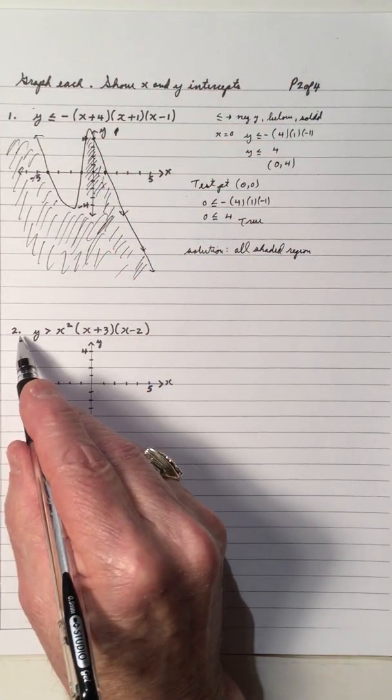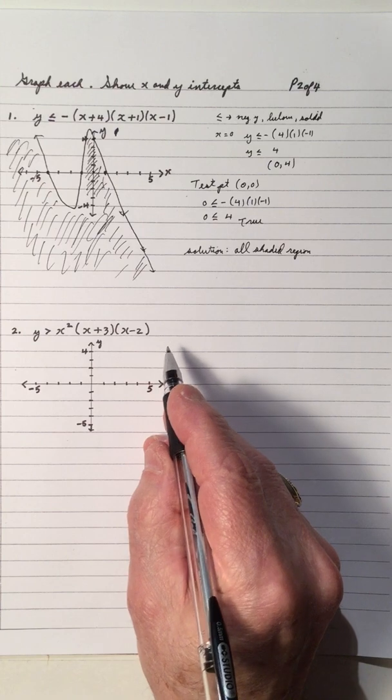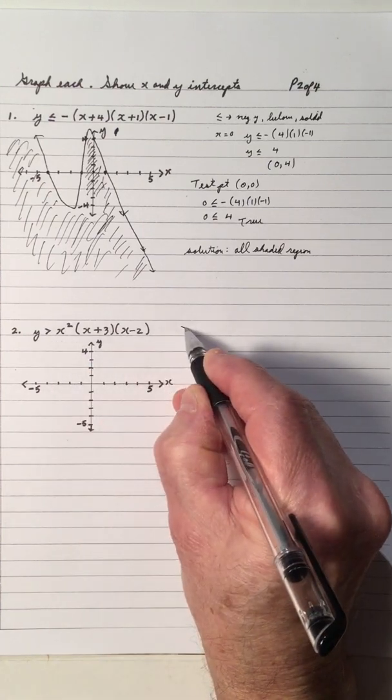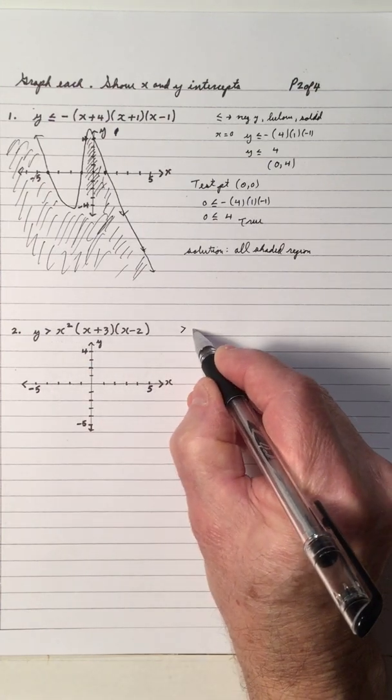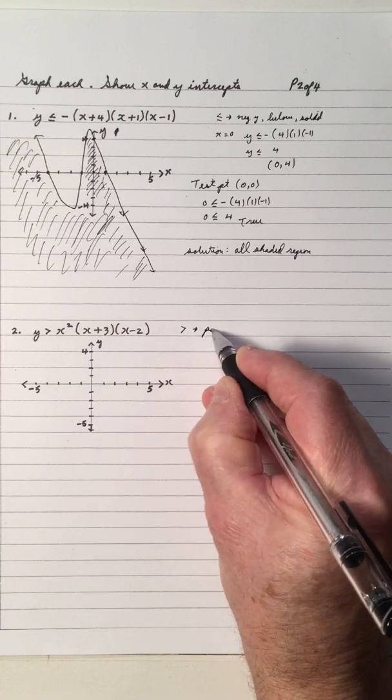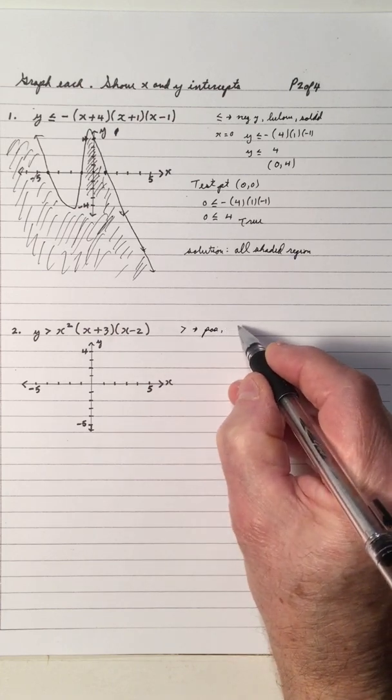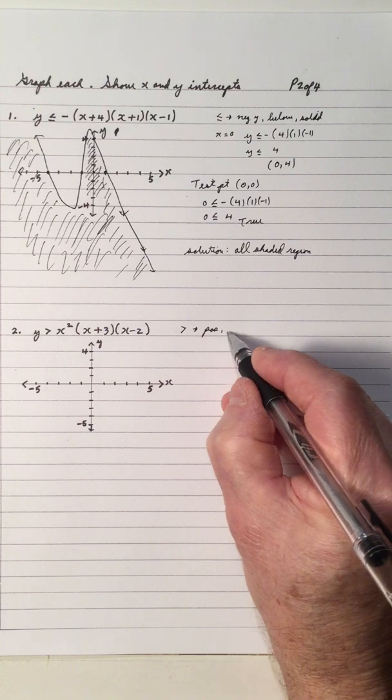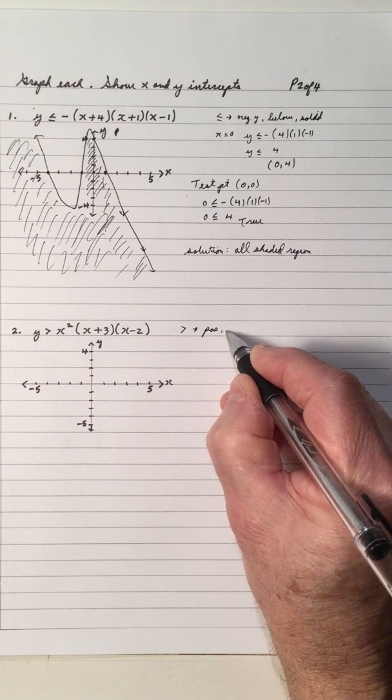Let's look at number 2. Again, pause the video. First thing I noticed, I have a greater than, and a greater than is positive. And notice there's no equal sign, so the boundary is broken.